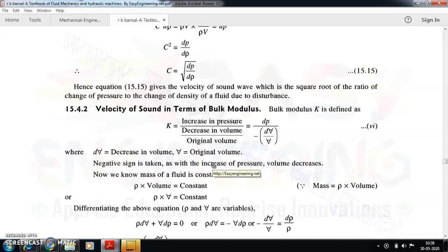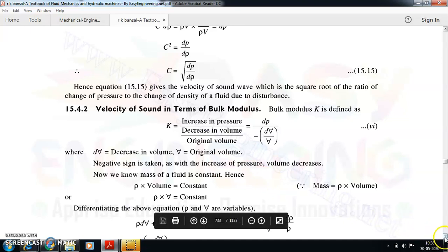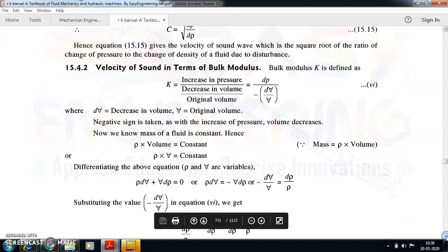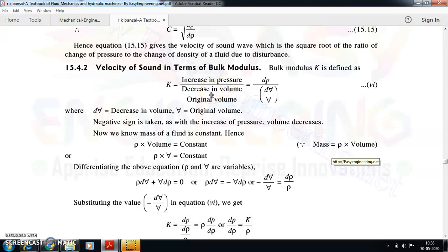Now we will continue the concept of velocity of sound and try to link it with some of the different variables. The first one will be the velocity of sound in terms of bulk modulus. In the first chapter of fluid mechanics, we have seen what bulk modulus is, and bulk modulus can be defined as the increase in pressure divided by the volumetric strain.